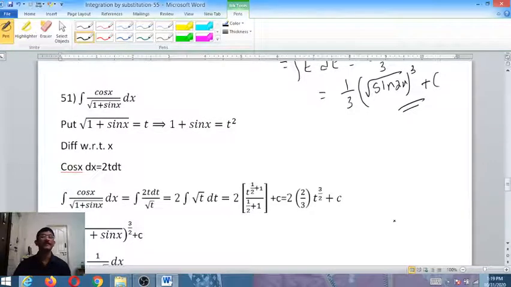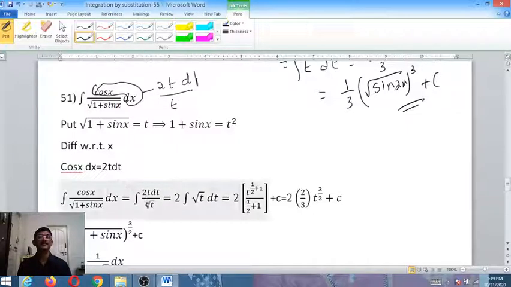Come to this problem here. Again what we have to take is root of 1 plus sin x equals t. Squaring both sides, 1 plus sin x equals t square. Differentiate it: the derivative of 1 is 0, of sin x is cos x, so cos x dx equals the derivative of t square, which is 2t dt. Look at this numerator, it is cos x dx. This will be equal to 2t dt.